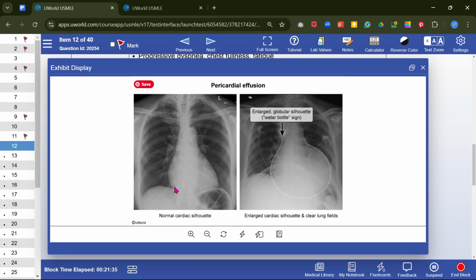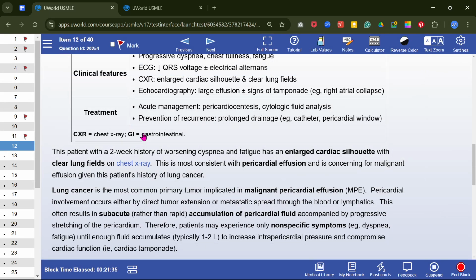Isn't it like in pericardial effusion, the X-ray, the heart looks like a water bottle type.